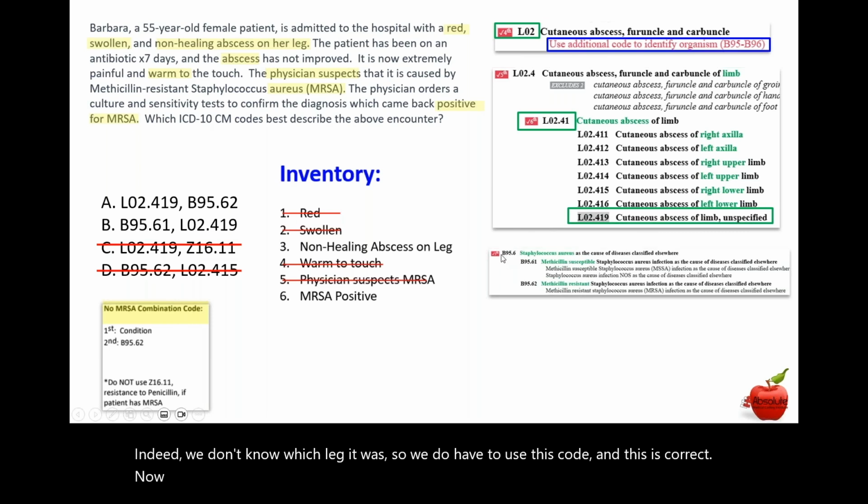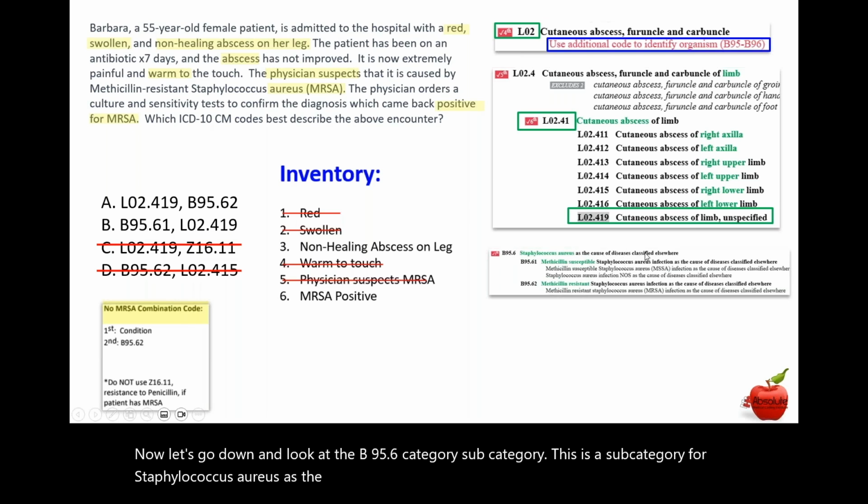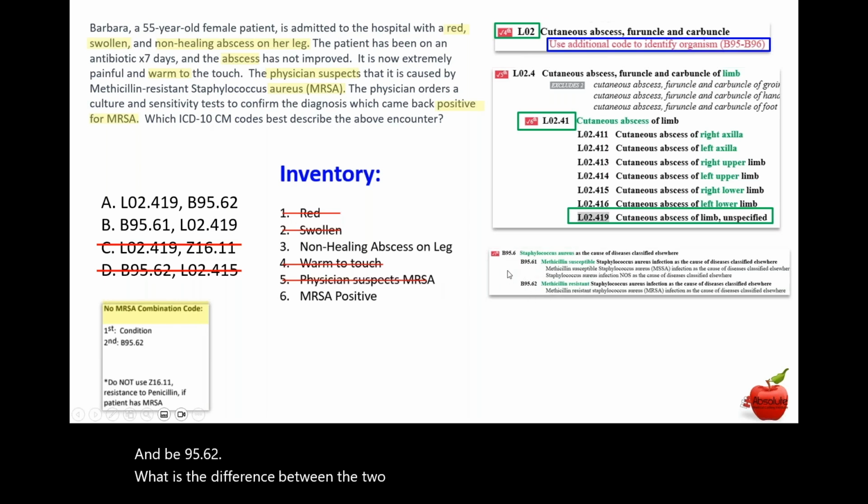Now, let's go down and look at the B95.6 subcategory. This is a subcategory for Staphylococcus aureus as the cause of disease classified elsewhere. But you also have B95.61 and B95.62. What is the difference between the two?